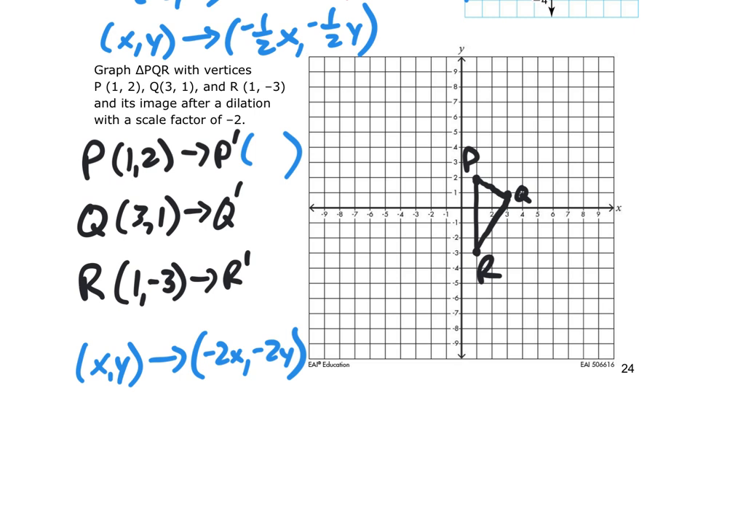Okay, my new one, we're going to multiply everything by -2. This one's a little bit easier. Okay, everything gets multiplied by -2. So we're going to double it, and we're going to change the sign. So 1, 2 becomes -2, -4. Q becomes -6, -2.